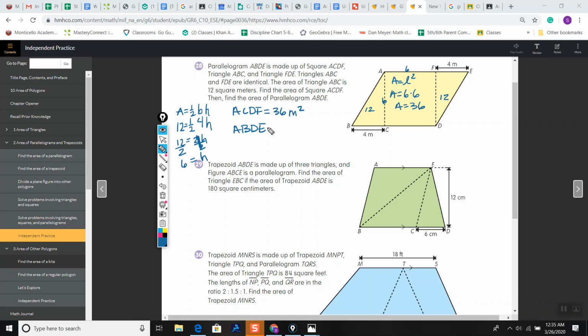And the next one I have to find out is ABDE. So I'm going to write that right now. And to find that, I need to add 12 plus 36 plus 12. And I'm going to consolidate these two that I know. 24 plus 36. And then 24 plus 36 is 60, right? Because 20 and 30 would be 50, and then 4 and 6 make 10, so 50 plus 10 would give 60. All right, so 60 meters squared.